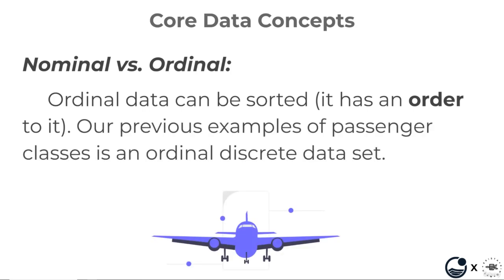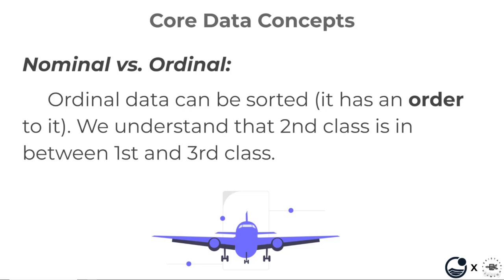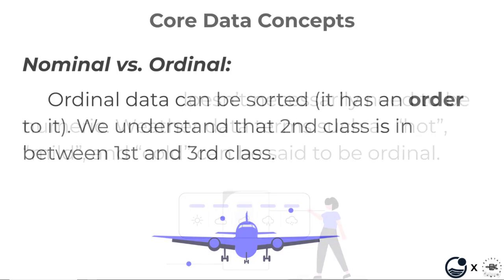So our previous example of passenger classes is an ordinal discrete data set. So it's still discrete data, it's also numeric, but the factor here is that it's ordinal. So there is a natural ranking of these items, first, second, and third class. So we understand that second class is in between first and third class.